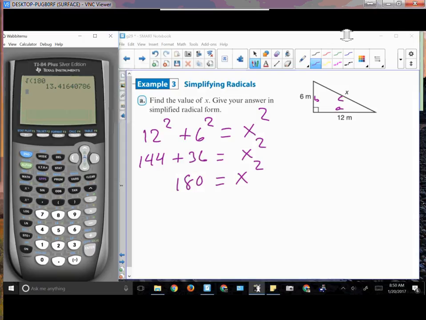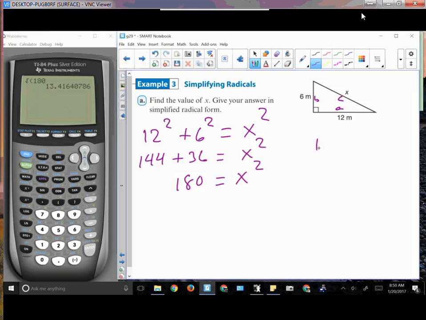We want exact values. Later on, when you're dealing with trigonometry, we need to have things in exact values. So we cannot have this decimal. This is unacceptable. So what we do is give it in simplified radical form. That means we have to simplify the square root of 180.